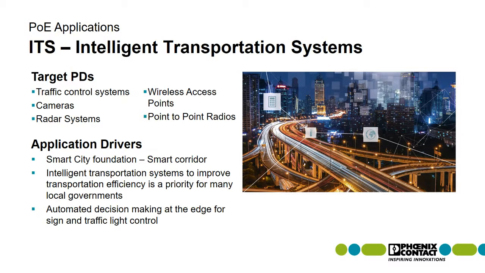There's a priority for many local governments to deploy intelligent transportation systems, because this is just going to improve efficiency. As more and more vehicles get on the road, as populations increase, they need to have more efficiency. And what this does is give rise to automated decision making at the edge of the network. The edge of that network is sign and traffic light control. We see a lot more intersections that are deploying intelligent transportation systems for traffic control.